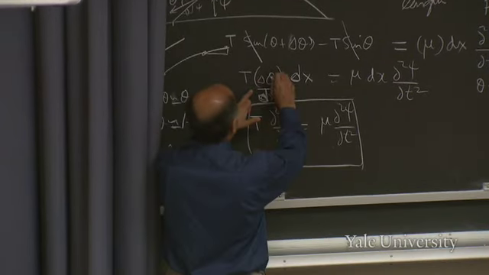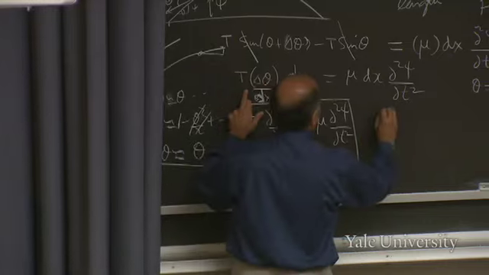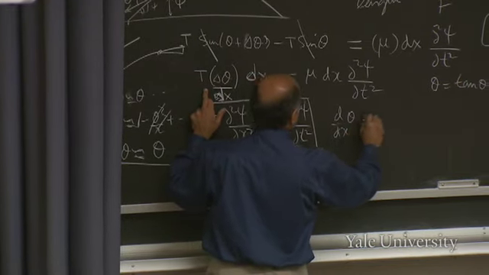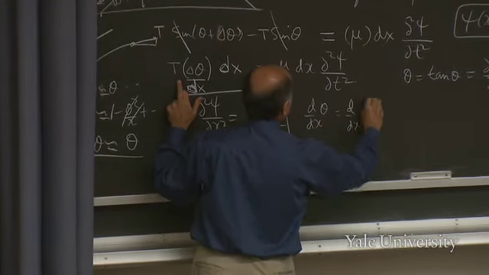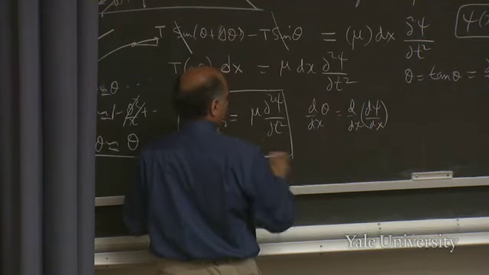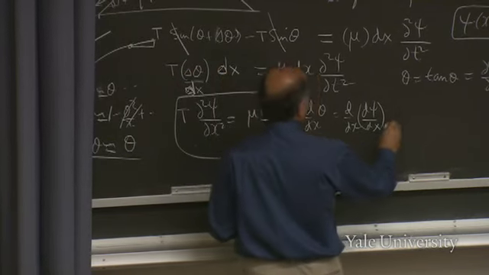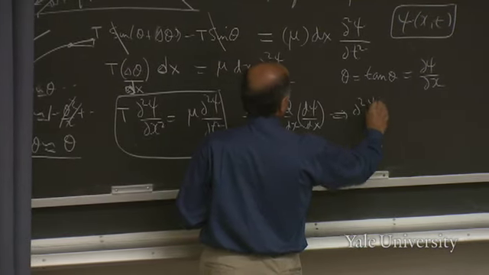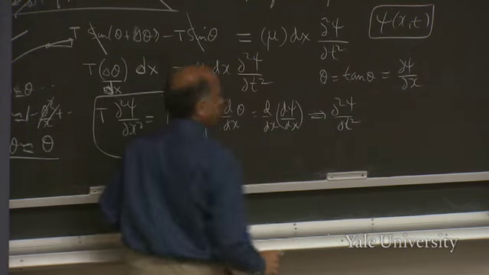So what I want you to think of is d theta/dx is really d by dx of d psi/dx. And I should actually use partial derivatives because psi depends on x and t. So if you're a little careful with that, you get d2 psi over dt squared.